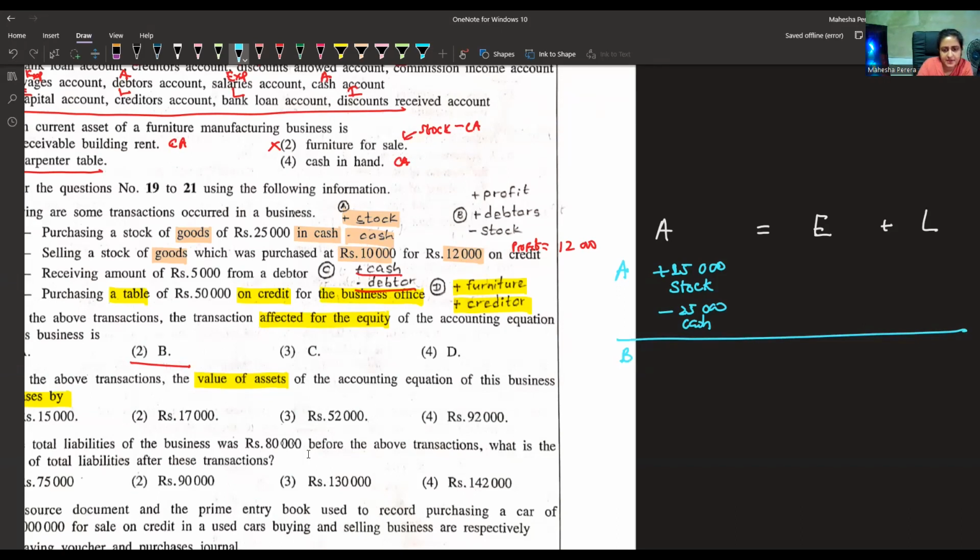Selling goods at a profit. So what should happen here? You have to decrease the stock by how much? 10,000. That's the stock value. And do you sell it on cash or credit? You sell it on credit. That means you get debtors. Debtors increase by 12,000 rupees. When selling on credit, stock decreases and debtors increase. And there is a profit of 2,000, and profit belongs to the owner. That means it increases equity. Equity increases by the profit amount.